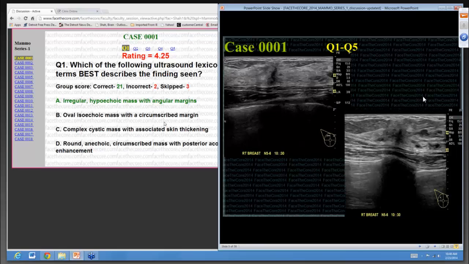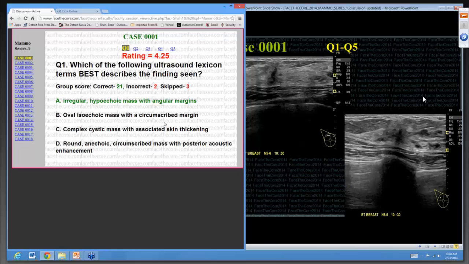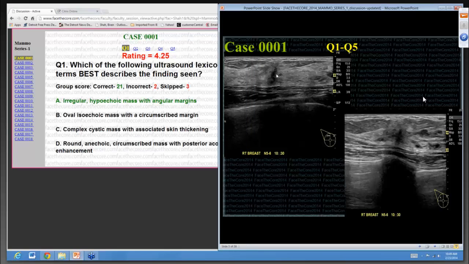Welcome. Okay. So we're going to go with case number one, questions 1 through 5. Which of the following ultrasound lexicon terms best describes the finding seen? What we see here is an irregular solid hypoechoic mass. This mass is anti-parallel to the chest wall, and it has some angular margins. The correct answer, and the majority of you got it right, is an irregular hypoechoic mass with irregular margins. And so again, that just hammers the point, just to know your BI-RADS lexicon.